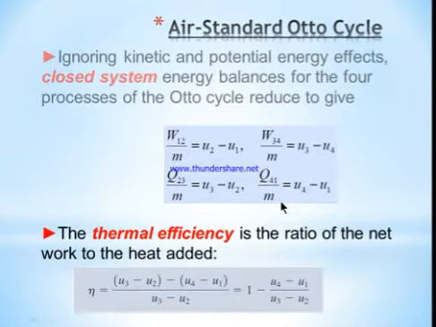Now the thermal efficiency is the ratio of the net work to the heat added. So the net work divided by the added heat. So this is the efficiency, and the final equation is this. Through this we can find the thermal efficiency.